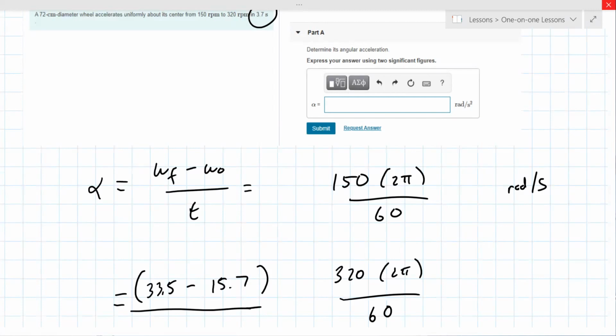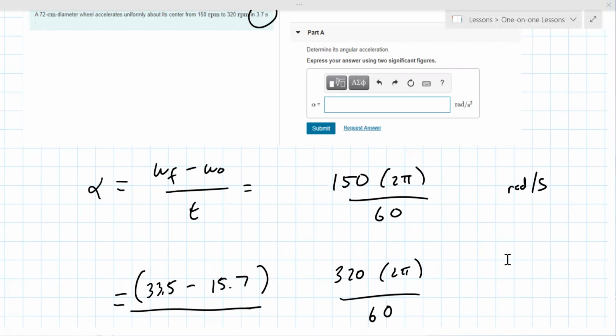Omega final is 320 times that, so it's 33.5, but with a bunch of decimal places. You have to keep those numbers. You have to be really good about using second ANS or going out 4 or 5 decimal places. Then your alpha is omega final minus omega initial over time, which is 3.7. So that's 4.8111448, a bunch of decimal places.